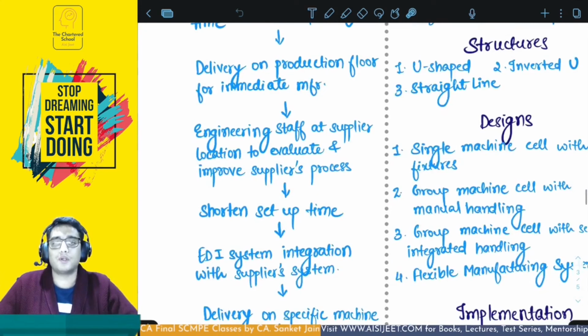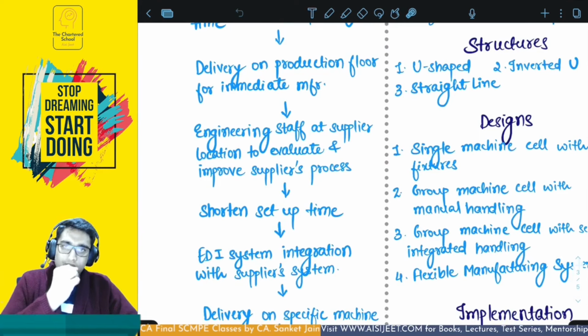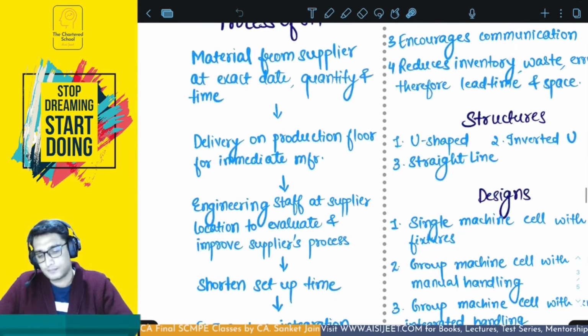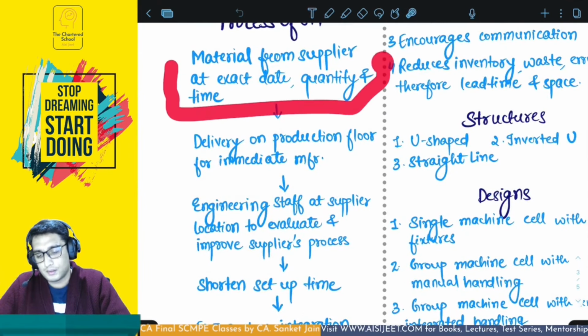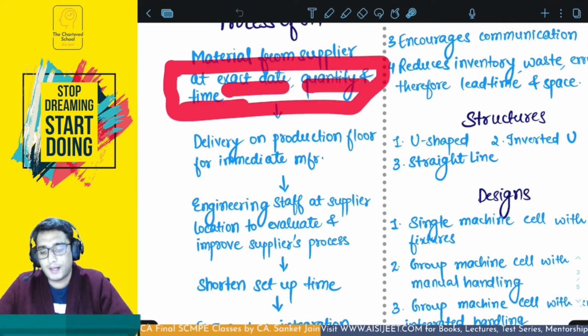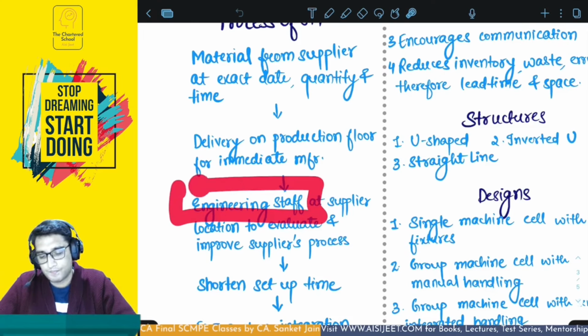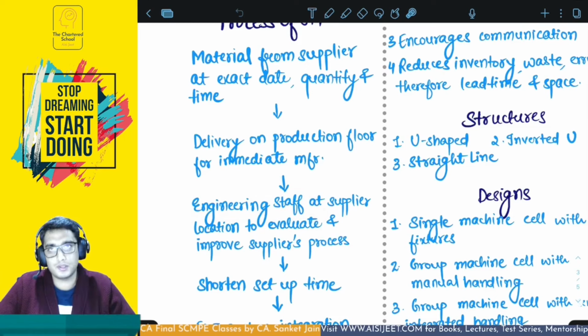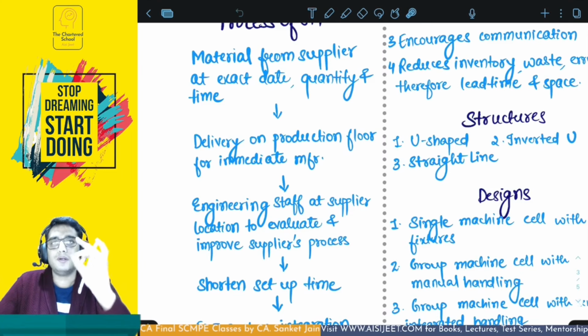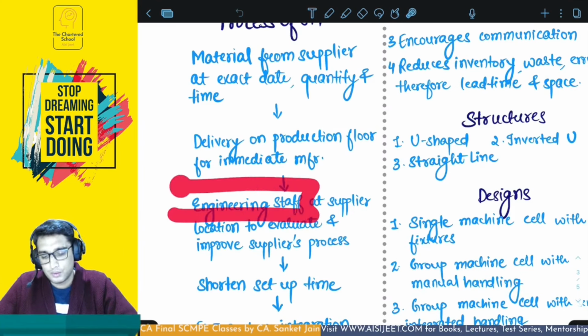But for this, we try to send our engineering staff to the supplier's location to evaluate and improve the supplier's process. For receiving the units on exact date, quantity, and time, and also defect free, of course, we send our engineering staff to the supplier's location to evaluate their process and help them improve it so that you can ensure the delivery happens on time, in exact quantity, and as per the quality requirement. So it should be defect free. That is what your engineering staff is going to work upon.